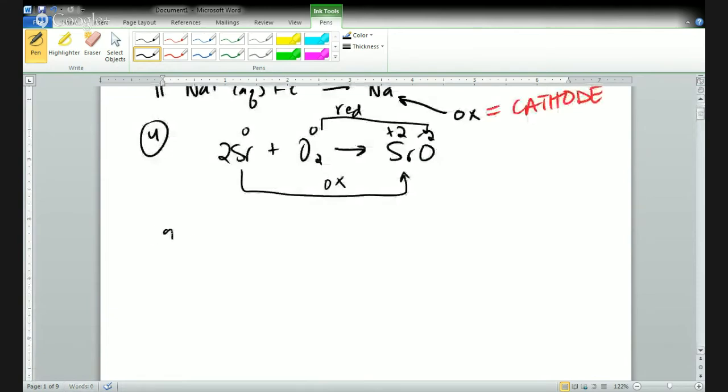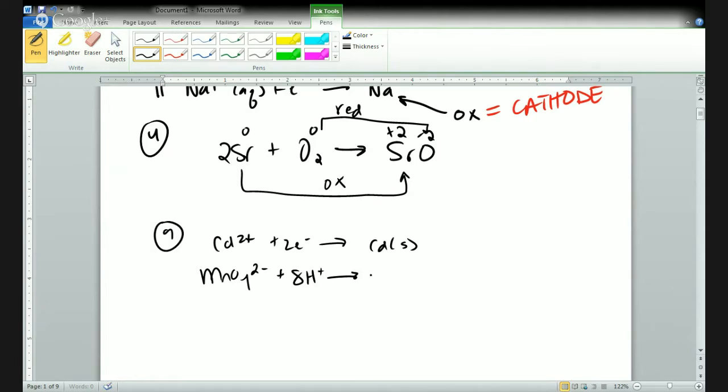Number 9 says, the following equations are used in a galvanic cell. Which reaction occurs at the anode? Again, this is going back to that reduction potentials chart. The first one you have is Cd2+ plus 2 electrons going to Cd solid. And the second one is MnO4 2-, plus 8H+, plus 5 electrons, going to Mn2+ plus 4 H2O.